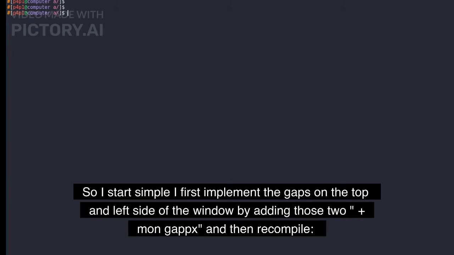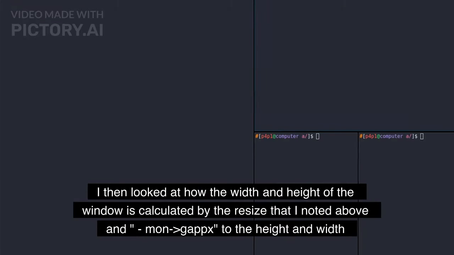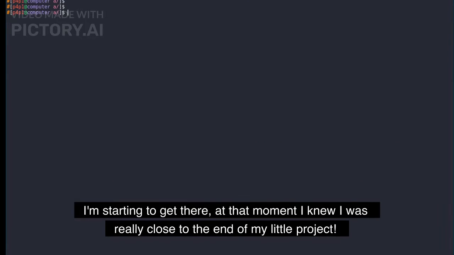So I start simple. I first implement the gaps on the top and left side of the window by adding those two, plus mon->GAPEX, and then recompile. I then looked at how the width and height of the window is calculated by the resize that I noted above, and added mon->GAPEX to the height and width. I'm starting to get there.